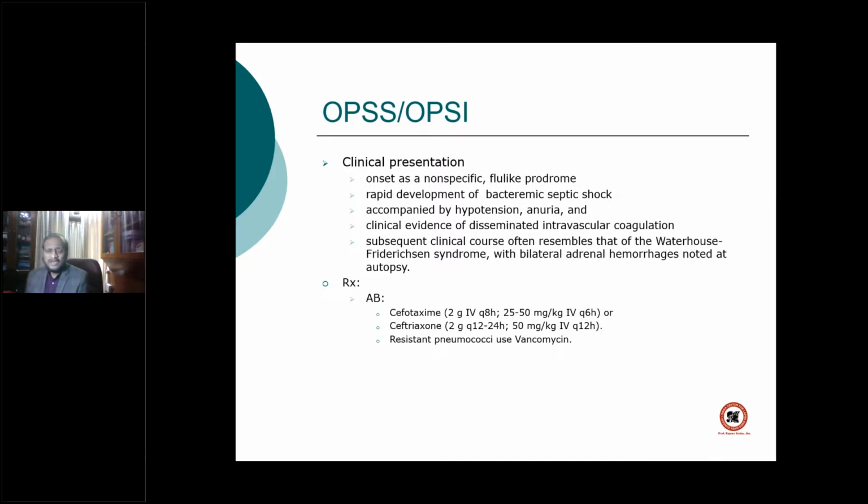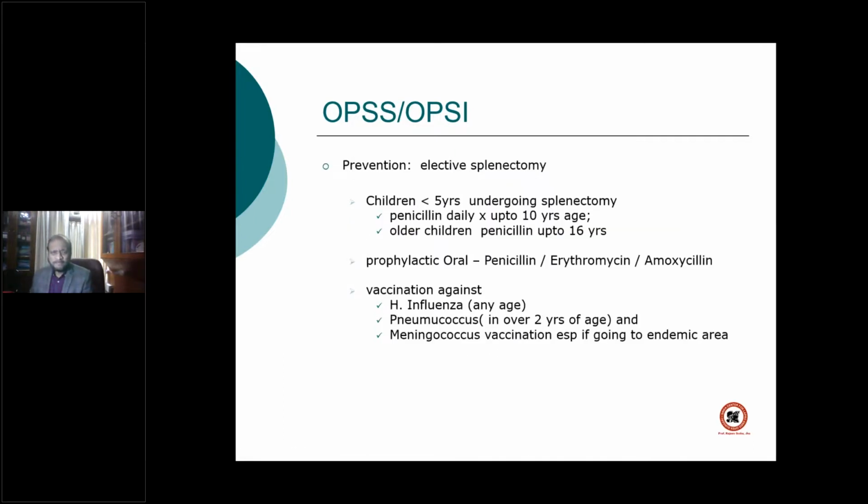The treatment: the moment you recognize this condition, you have to put this patient on third or fourth generation cephalosporins, that is cefotaxime or ceftriaxone. The doses we have written down. Resistant pneumococci that don't respond to these cephalosporins, you have to take recourse to vancomycin.